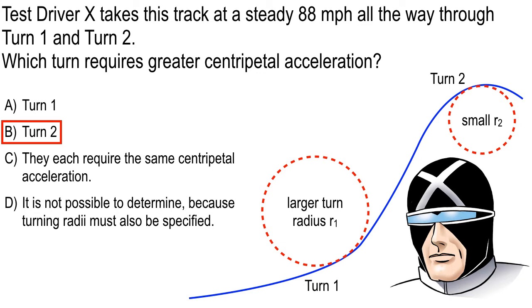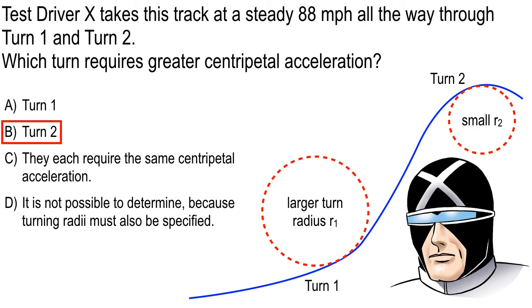Another way to think about it is in more colloquial terms, not using the equation. If he's got bad, like bald tires on his race car, which turn is he going to be more likely to skid out or go into a four-wheel drift? Turn 2, because it's a tighter turn. Okay? He needs more grip. He needs more friction force to give him more friction centripetal acceleration. He's not getting it. He spins out.